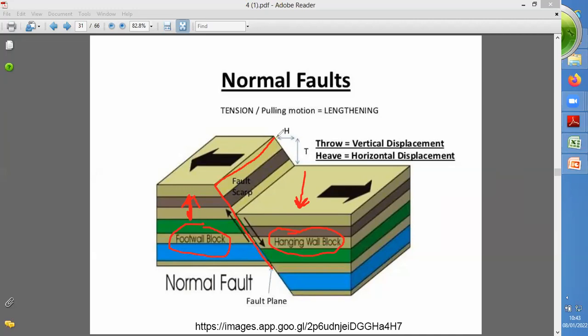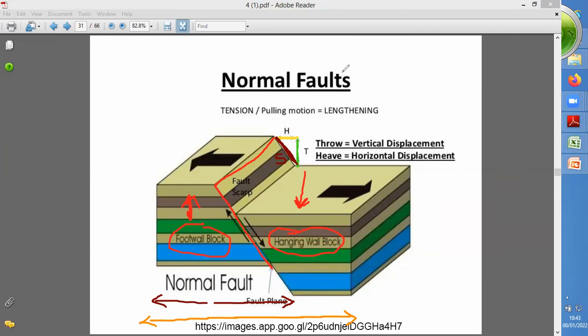Here this horizontal displacement is considered as a heave. This vertical displacement is considered as a throw, which I have marked here in the green color, and this total displacement, which I have marked here in the brown color, is considered as a slip. Before faulting, these beds may be from this to this distance, but after the faulting, the horizontal distance is increased from this to this.